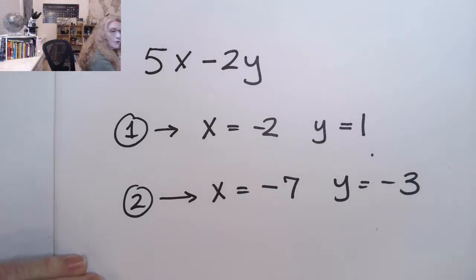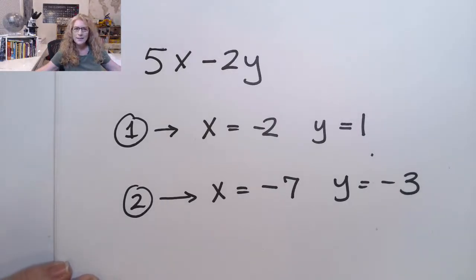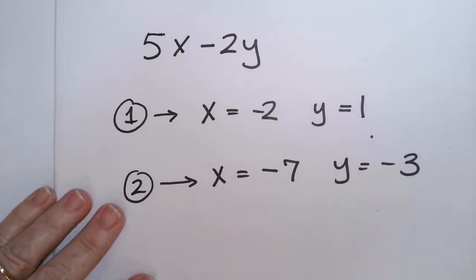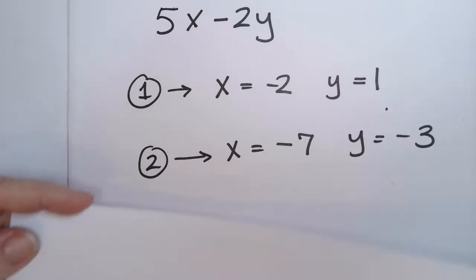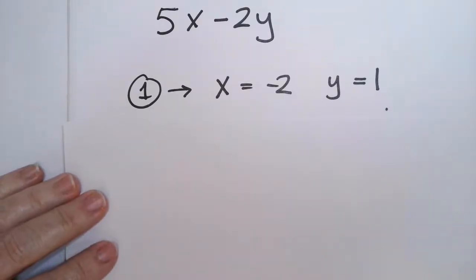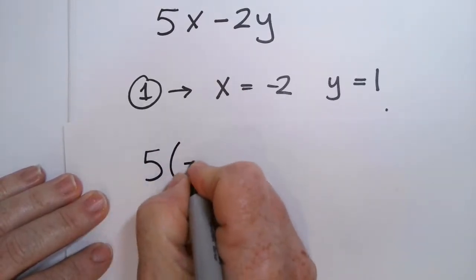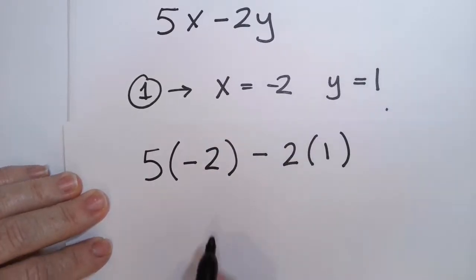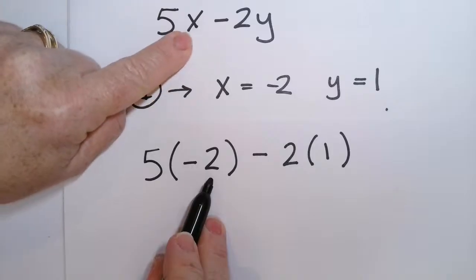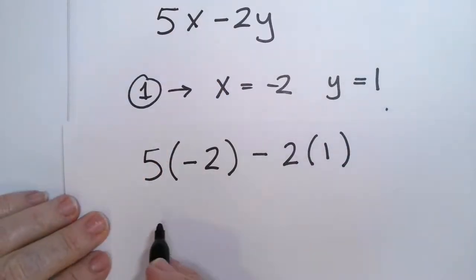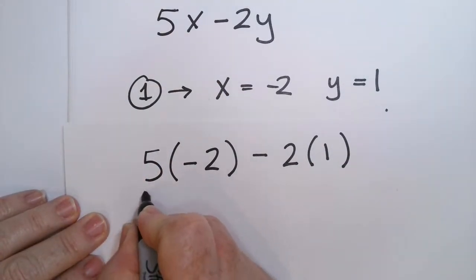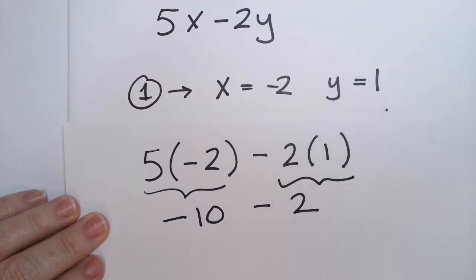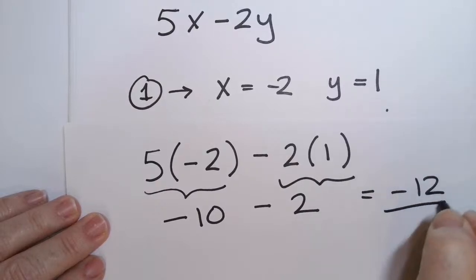Let's take that first one. Do you have this written down so I can move this? Yeah, go ahead and get this written down. It happens to everybody, so don't worry. We're going to do this one first. So 5 times -2 minus 2 times 1. So -2 goes in there, 1 goes in there. Now you evaluate. This is -10 minus 2. And that's -12 for the first one.